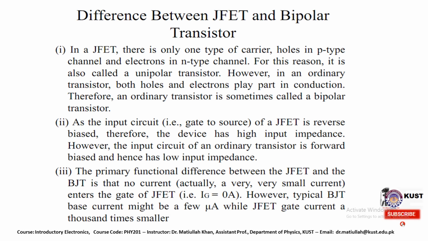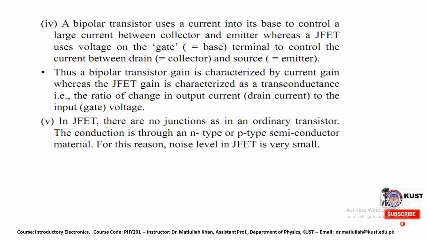The other difference between them is that a bipolar junction transistor uses a current into its base to control a large current between the collector and emitter. But a JFET uses a voltage, that is, the potential difference, to control the current. In a BJT, gain is characterized by current gain, whereas in a junction field effect transistor, gain is characterized by the transconductance, that is, the ratio of the change in output current to the input voltage.